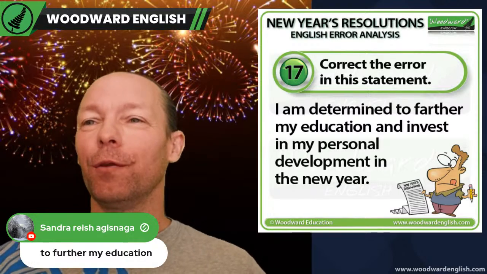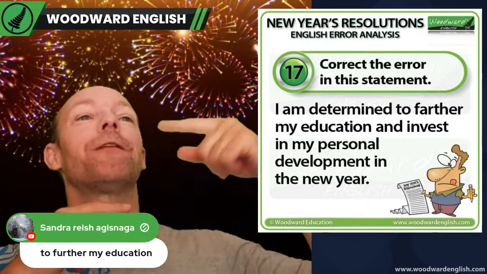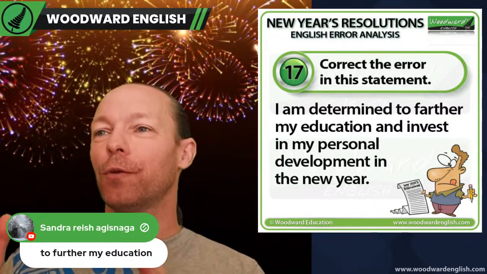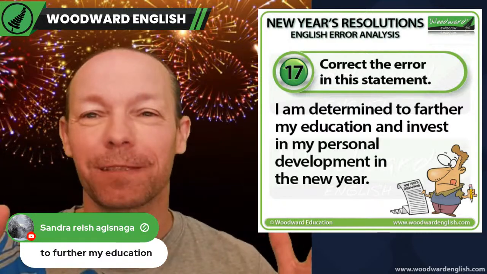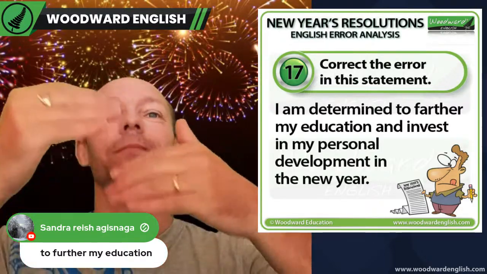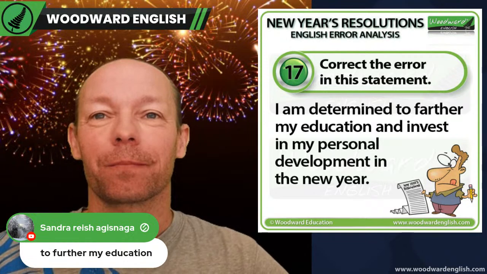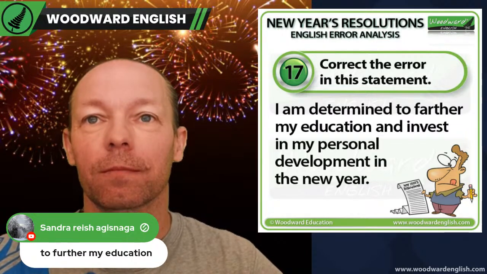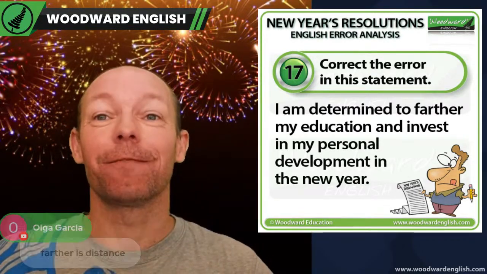Further. So do you know what the difference is between farther and further? Okay, so to further my education. Farther is used when referring to physical distance. He is farther than me. Whereas further is used when referring to an extent or degree of something. It's talking about a degree or extent of something, to increase my education, to improve it. Further can actually be a comparative adjective. So farther is distance, further is beyond.